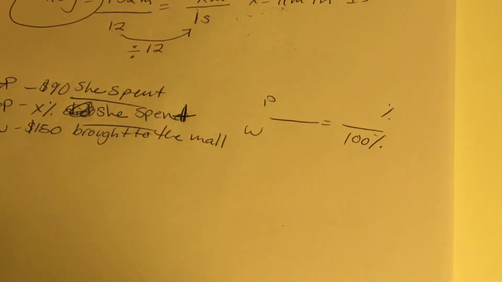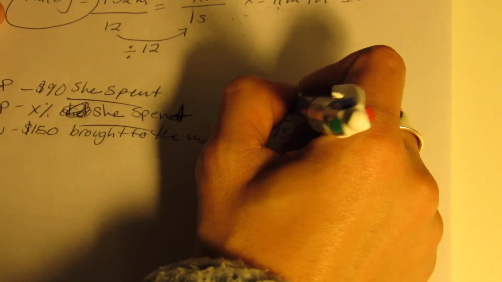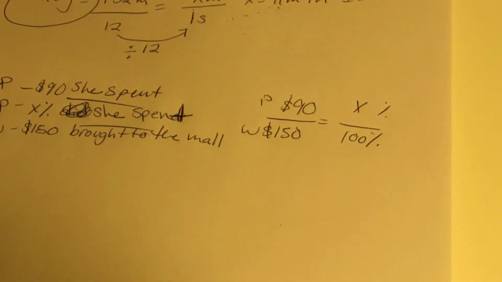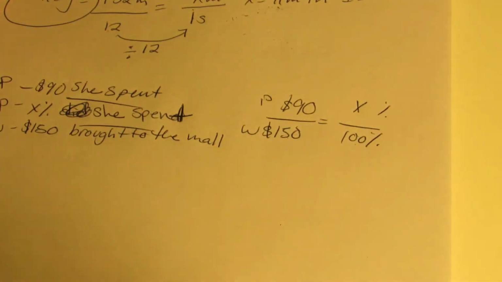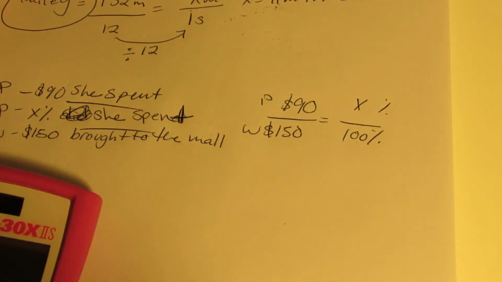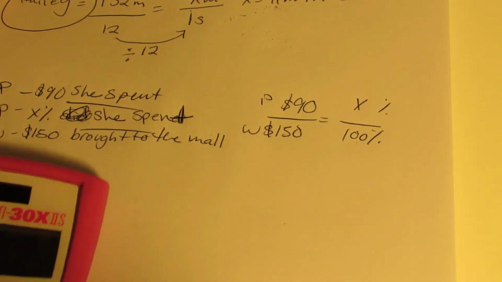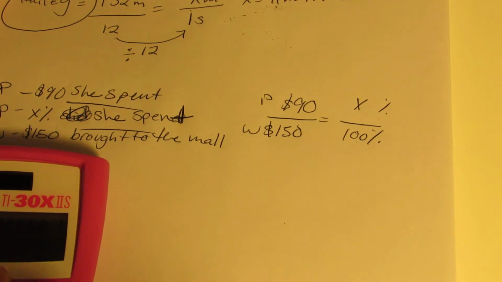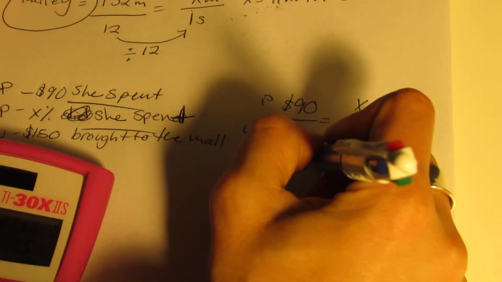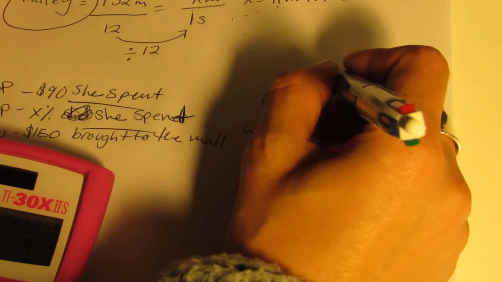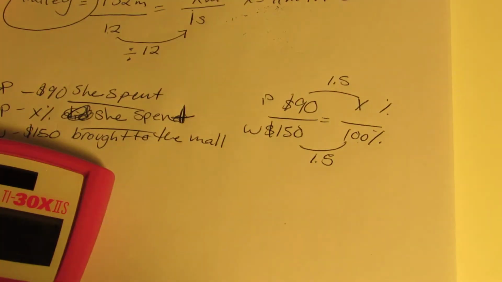And now I can just go ahead and plug those in. So $150 is my whole. Don't know what percent, and she spent $90. Alright, so again, I told you with regards to 150 and 100, you're always going to find the bigger number and divide that by the little number. So 150 divided by 100 gives you 1.5. That's your scaling factor. Now, we don't know if we're multiplying or dividing yet, so let's figure that out.